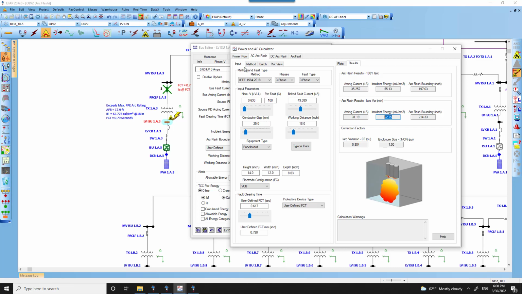So based on this particular evaluation, at 100% arcing current, which is at 35.257 kiloamps, because the fuse has very high inverse characteristics, we had the 100% arcing current, and the minimum arcing current, which resulted at this clearing time of the fuse that would possibly give you the total clearing time and the corresponding incident energy.